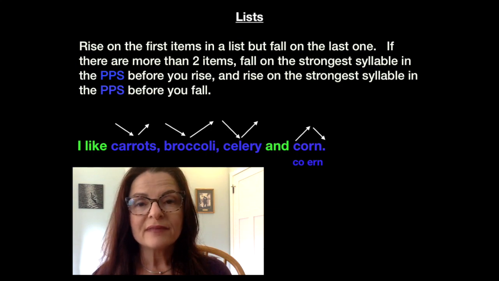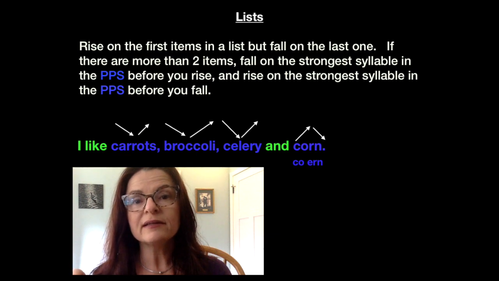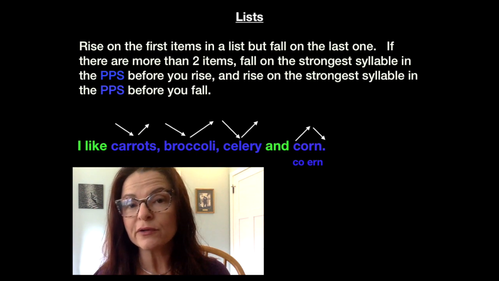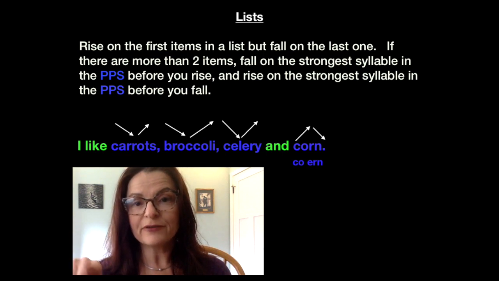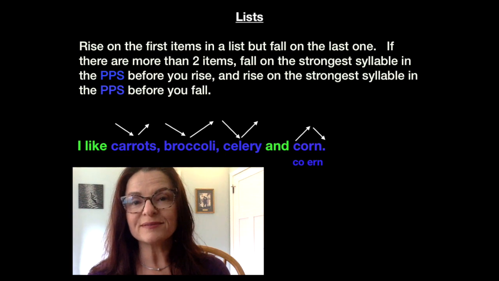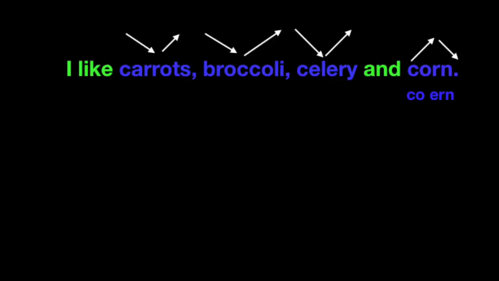Here's the example. I like carrots, broccoli, celery, and corn. Notice that on "corn," I divided it into two syllables, so I could go up on "co" and down on "earn." Corn. I like carrots, broccoli, celery, and corn. Let's try it. I like carrots, broccoli, celery, and corn.